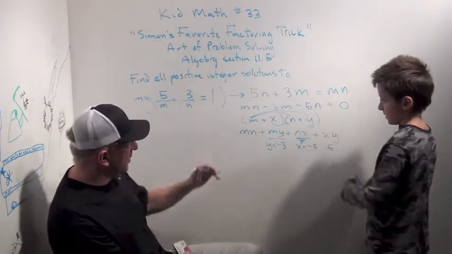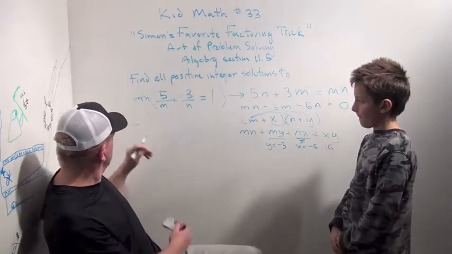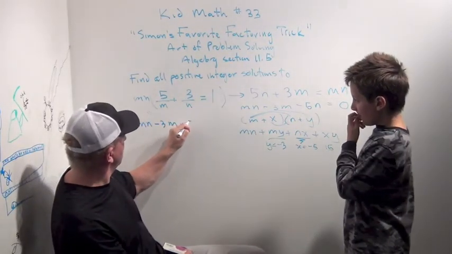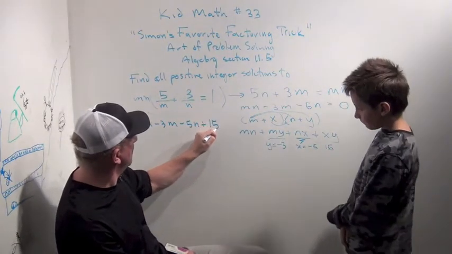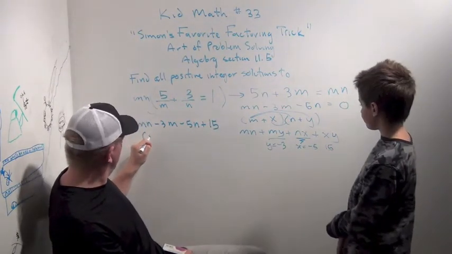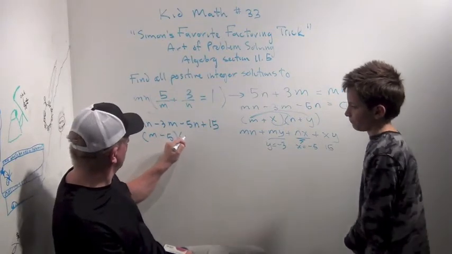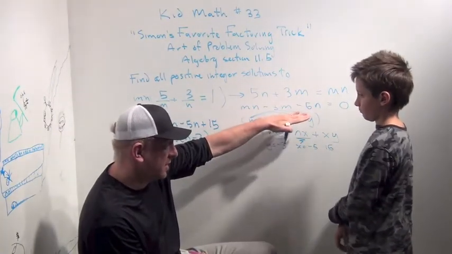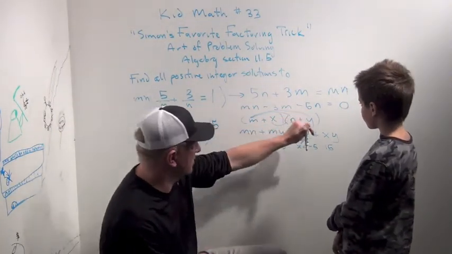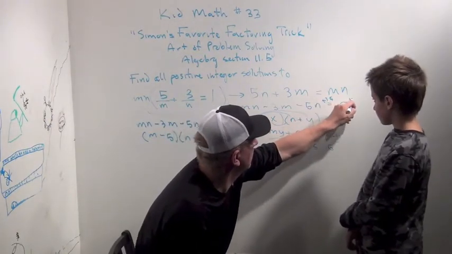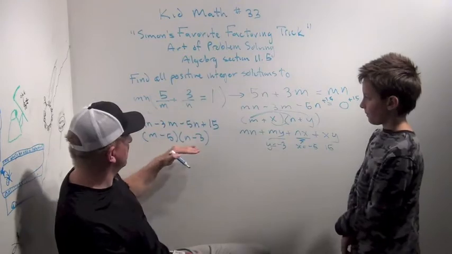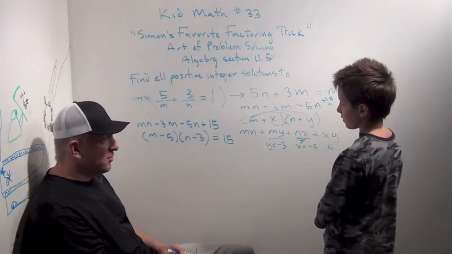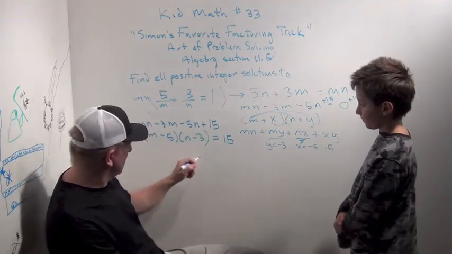What that means is mn minus 3m minus 5n plus 15 factors into m minus 5 times n minus 3. Now I don't quite have that over here because I don't have the 15, but I can just add 15 to both sides of the equation. Plus 15, plus 15, and my equation turns into m minus 5 times n minus 3 equals 15. That's really cool, because 15 factors.